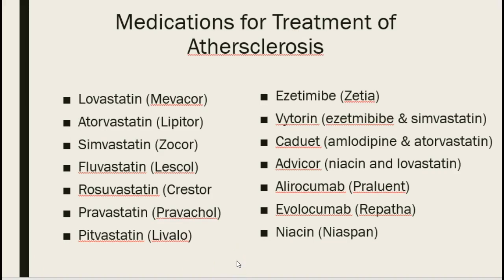This slide lists common medications that are used for the treatment of atherosclerosis. Know that your statins lower your LDL, cholesterol, and your triglyceride levels. The ezetimibe blocks absorption of the cholesterol. Know your patient teaching for the drug therapies.